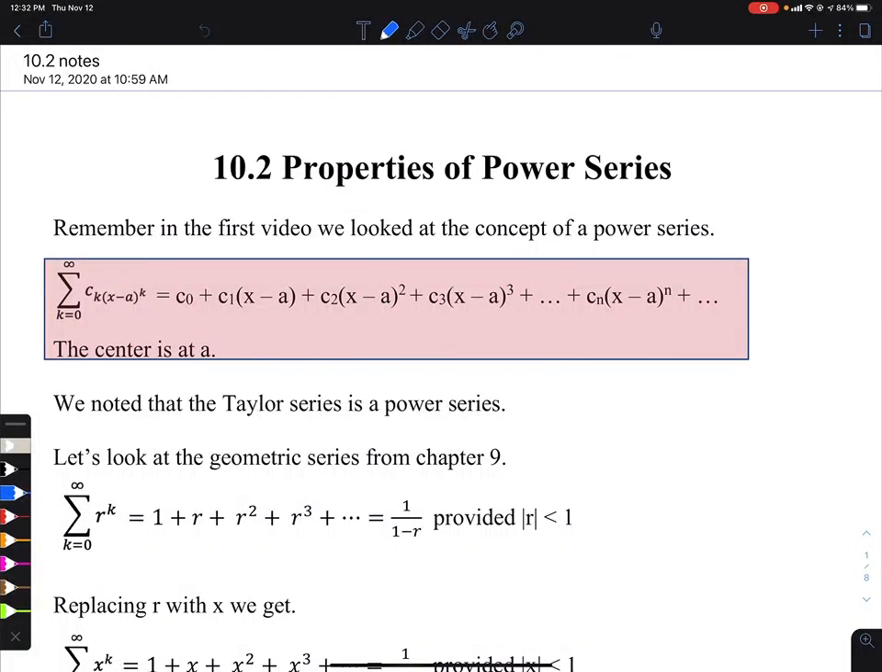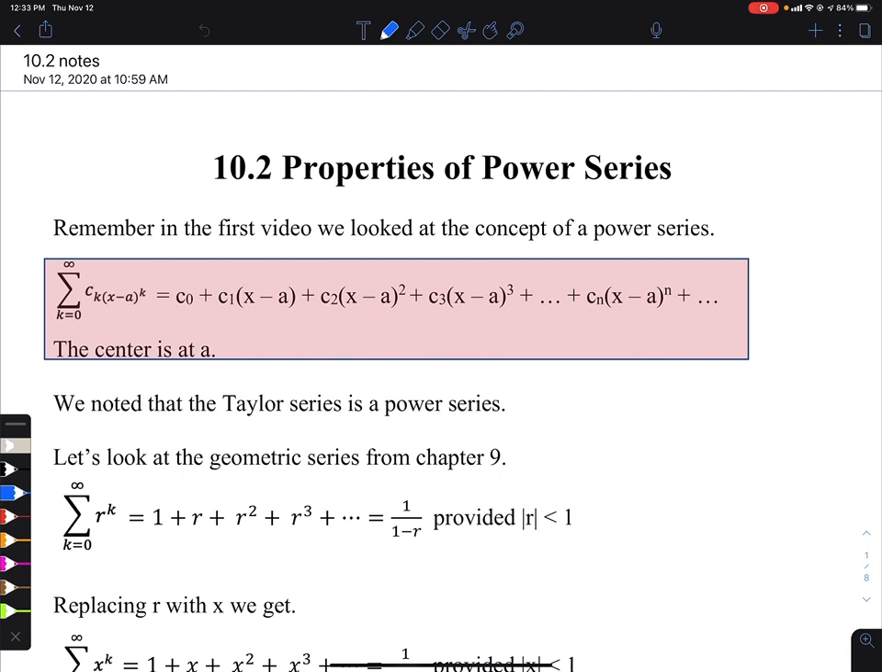We are doing 10.2, Properties of Power Series. This is a really important section. There are properties that have implications that go very deep. You need to really understand what these are saying and then practice applying them. We're going to do a million FRQs to practice these properties.